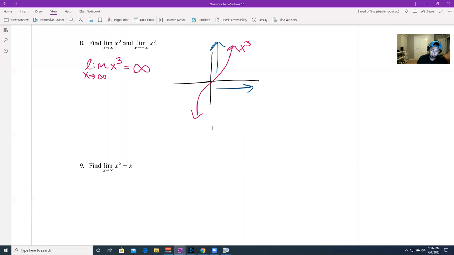Okay, and then you have the limit as x approaches negative infinity of x cubed. Well, look at it again. As x approaches negative infinity, where are your y values headed? These are headed towards negative infinity. So, again, thinking of the graph can save your life. I'll leave that up.